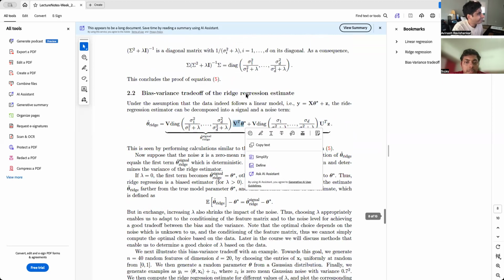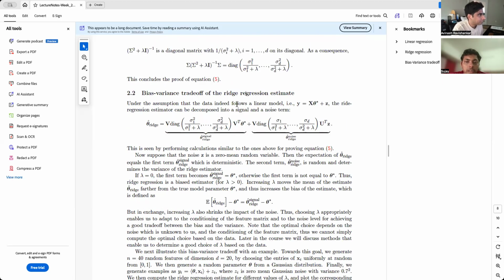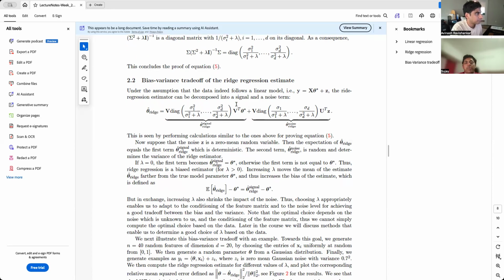The first term is the signal part and the second term is the noise part. On average, the expectation of noise we are assuming to be 0. So if you take expectation on both sides, the second term will vanish, only the first term will remain. In the first term, if you take lambda close to 0, then all those sigma_i squared by sigma_i squared plus lambda factors will be all 1. So you get V transpose, which is identity. So you reach theta star. Ah, there's the intuition.